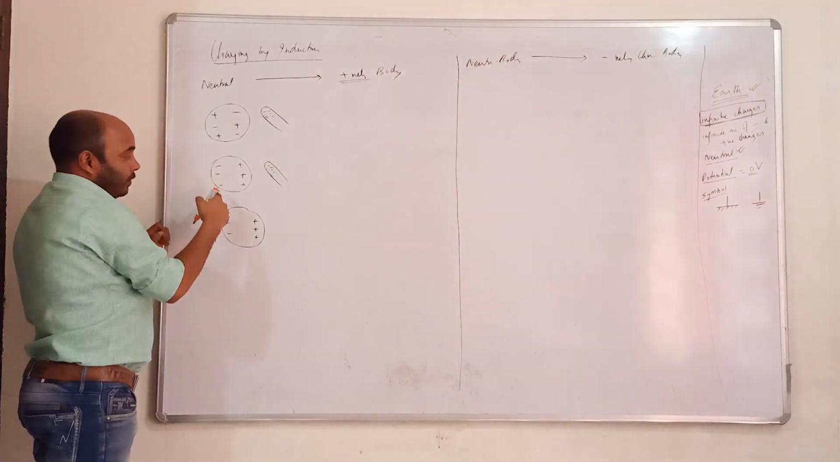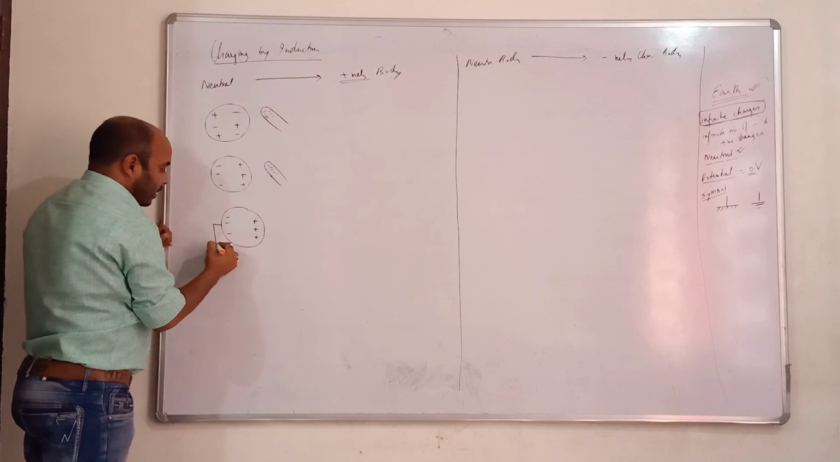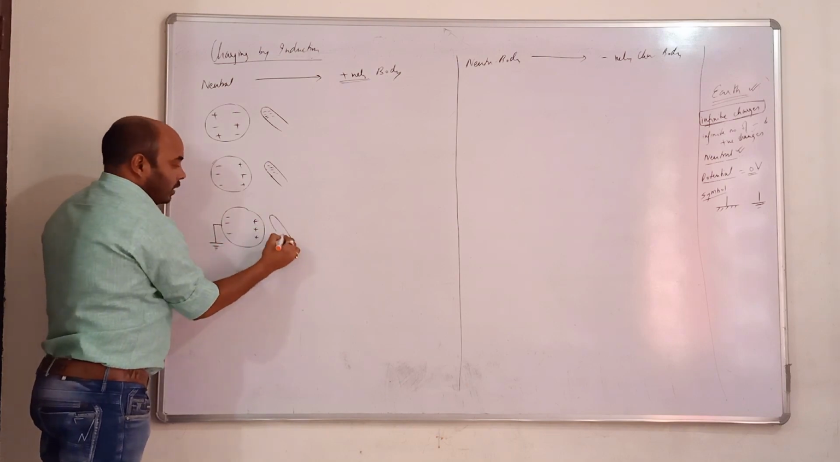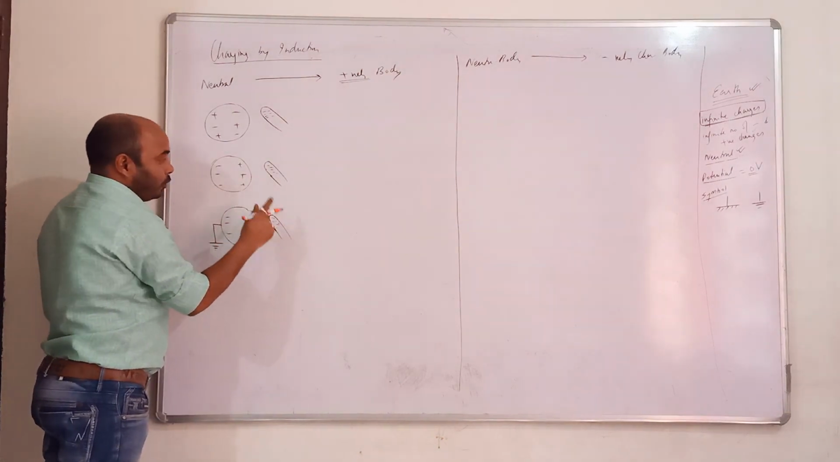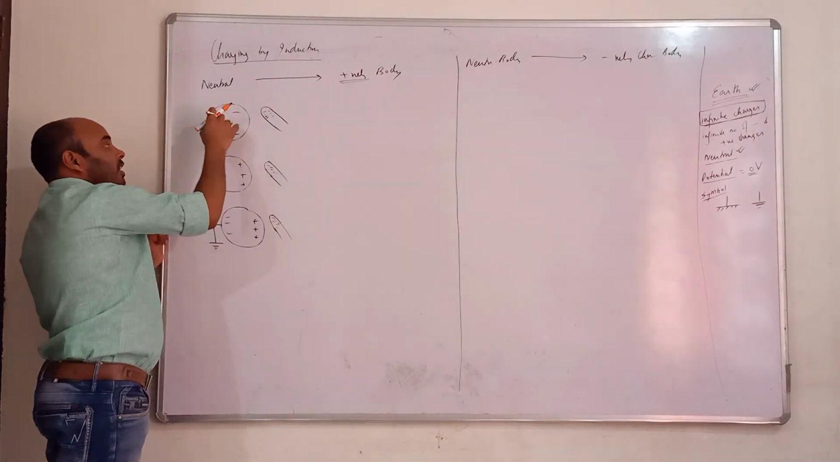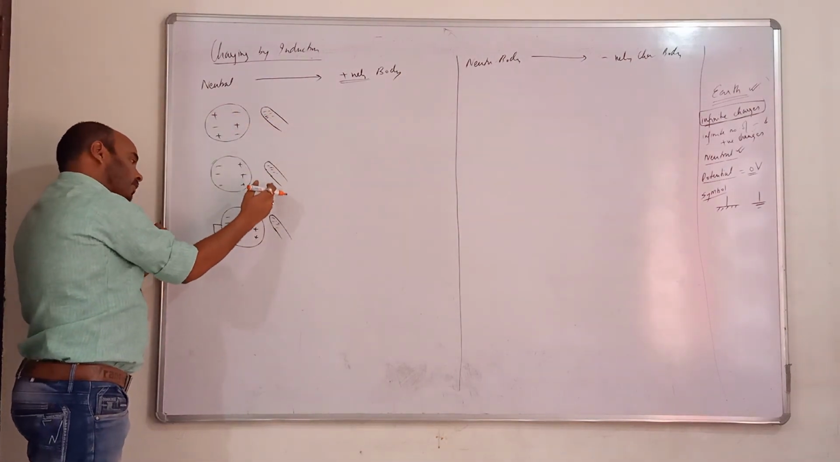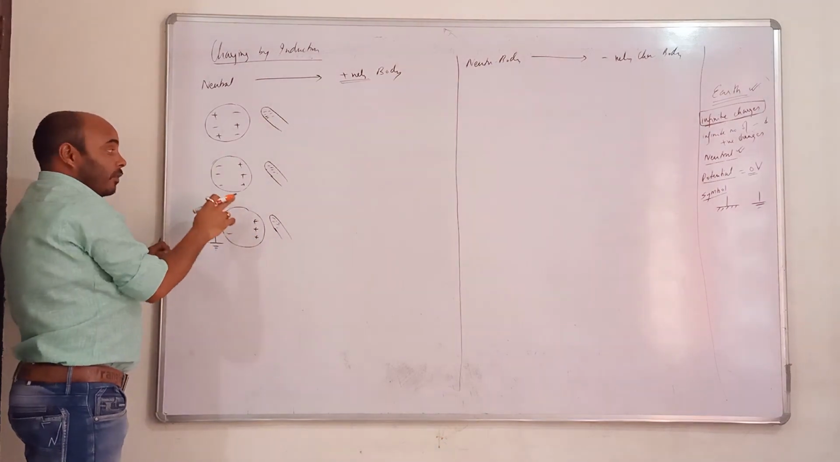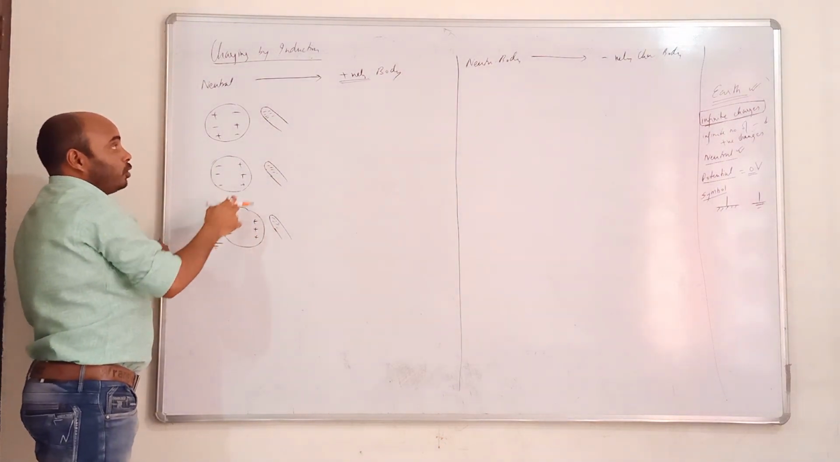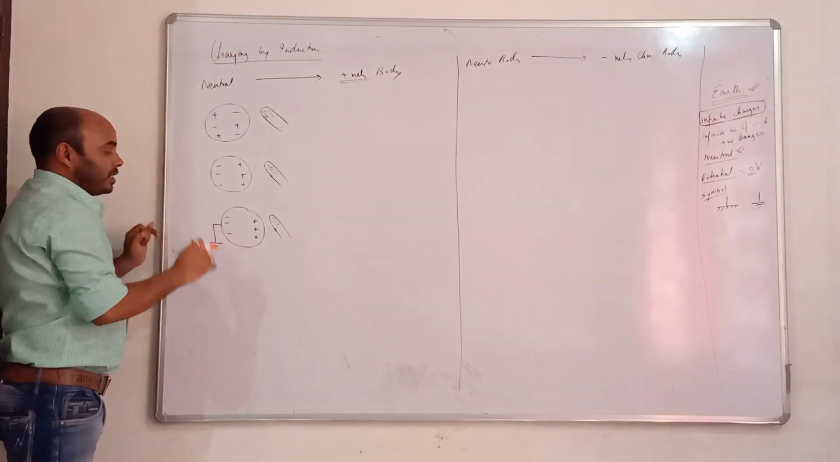I will connect that negative part to earth, because I need to remove this negative. And this rod will be here only. If you remove this rod, what will happen? It will become again like this. So you have to keep the rod in the vicinity itself. And why am I connecting the negative part only? Because I need to make it a positive body. So I have to remove this negative.